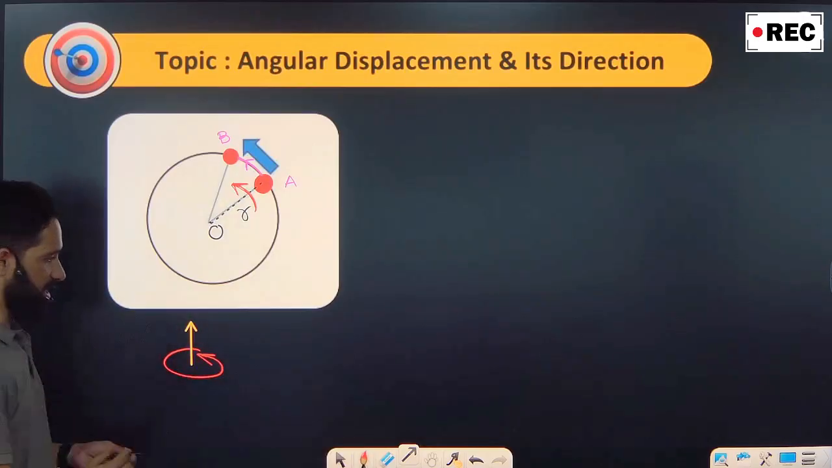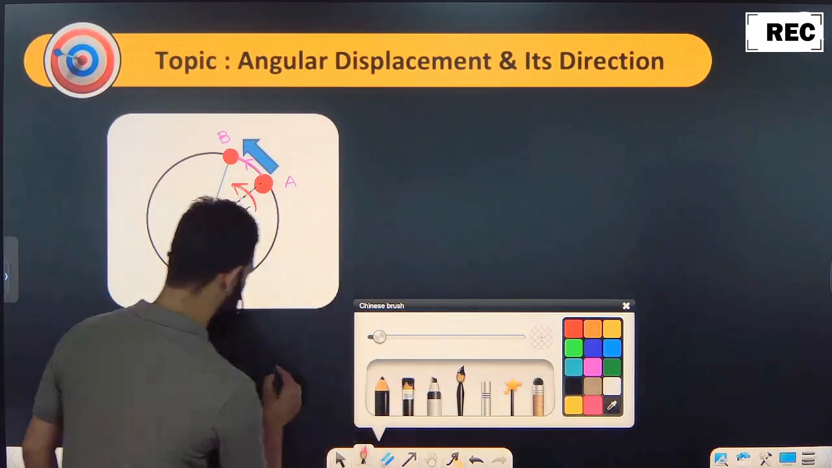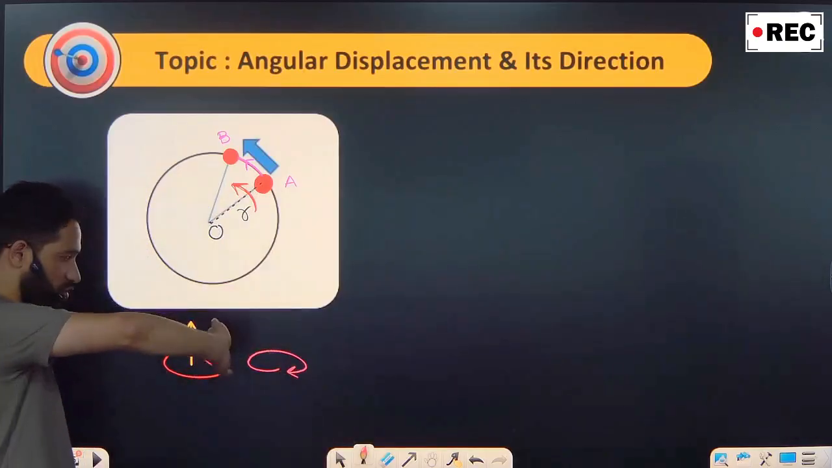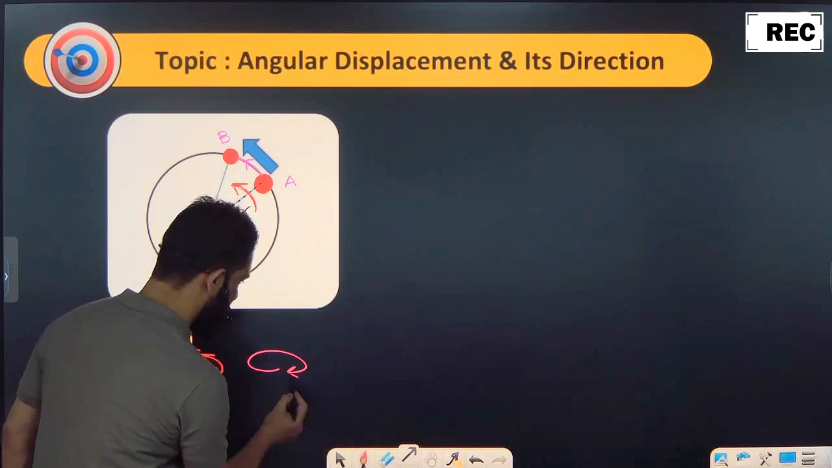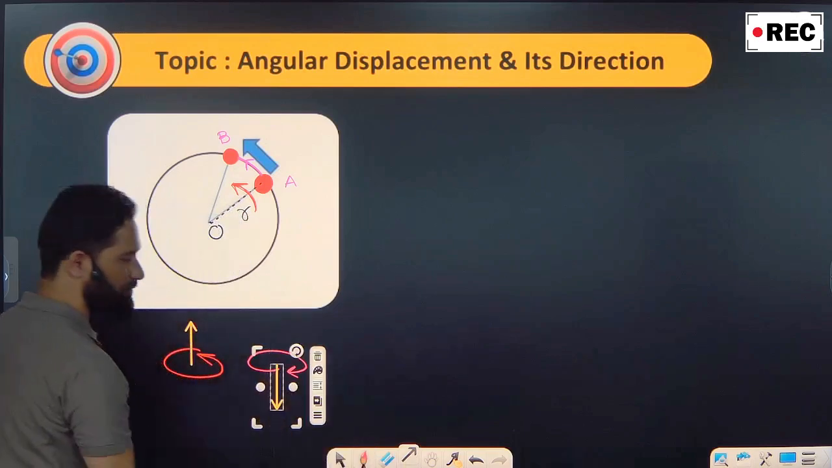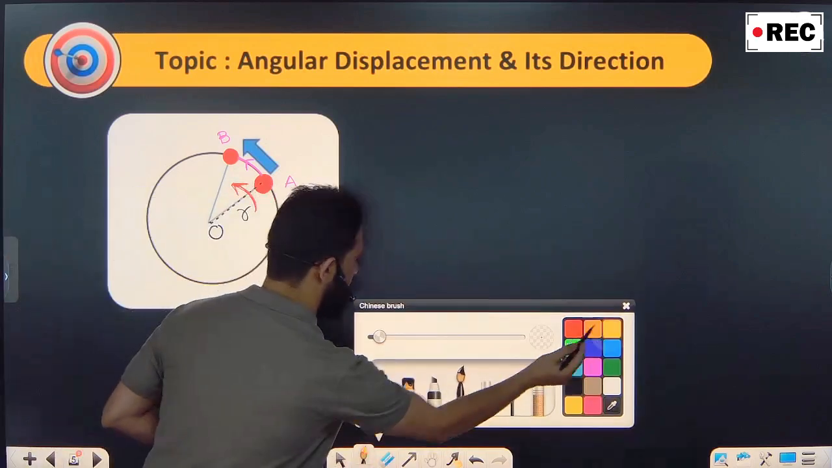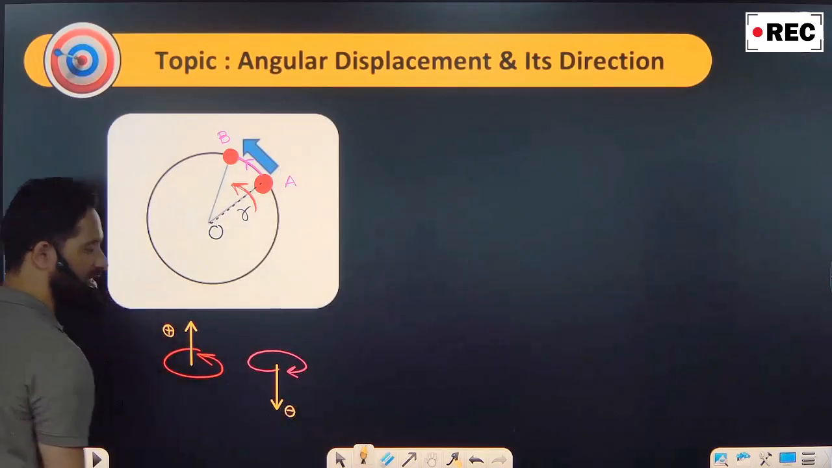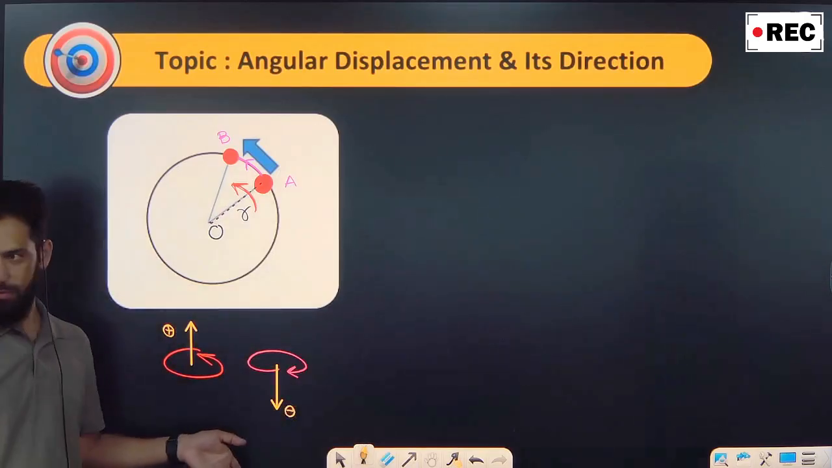So it is upwards. Suppose that vector is going clockwise like this. When I curl the fingers clockwise, I will see that the axial vector is downwards. So it means one of the directions. If it is anti-clockwise, I name that as positive. If it is clockwise, I name that as negative. Upward, downward, just like that.